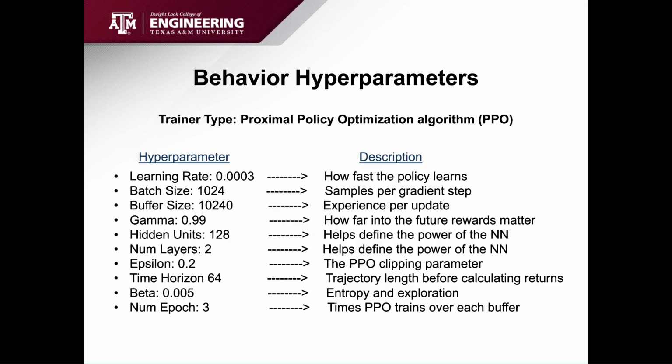Just briefly on the hyperparameters. It's using a PPO algorithm. This is just the type of algorithm the neural net uses to train. These are some of the various important hyperparameters. You can think of these as tuning knobs for how to ideally train the model.